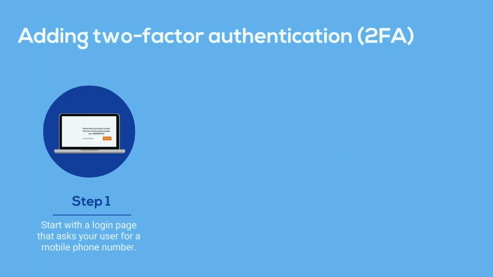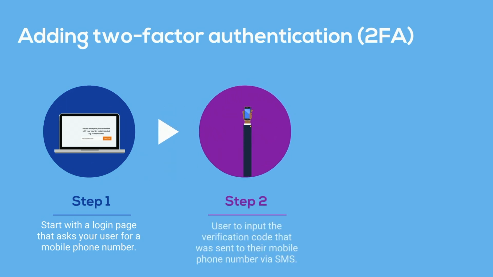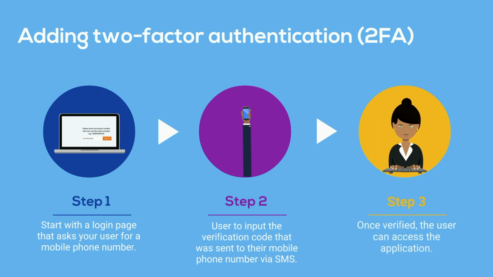Firstly, start off with a login page that asks your user for a mobile phone number. Upon submission, the user will be asked to input a verification code sent to that mobile phone number via SMS. Once the user is verified, they can access the application.